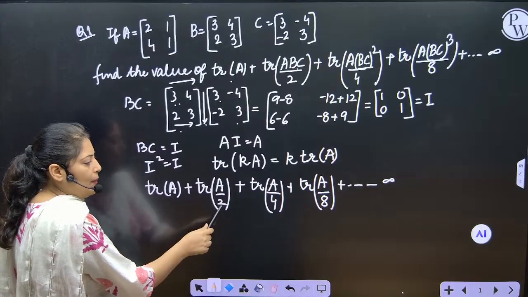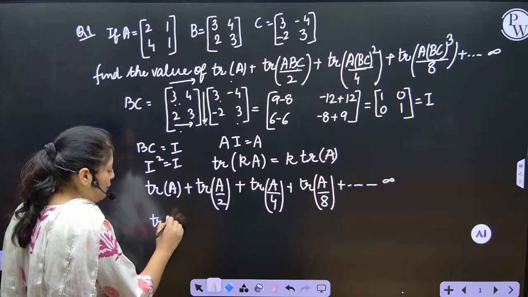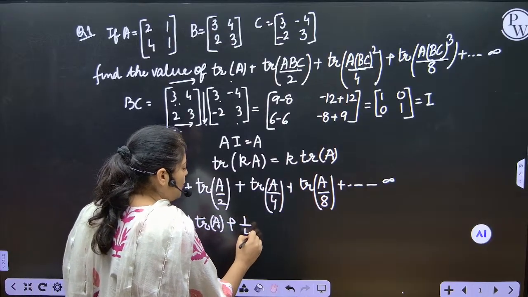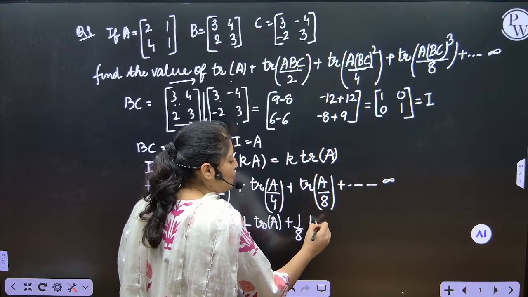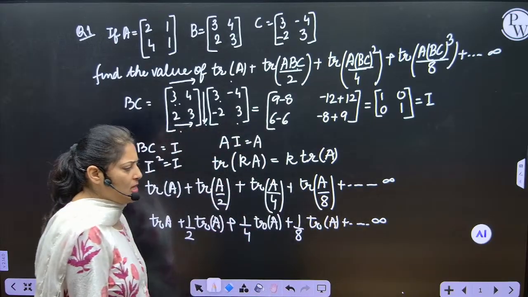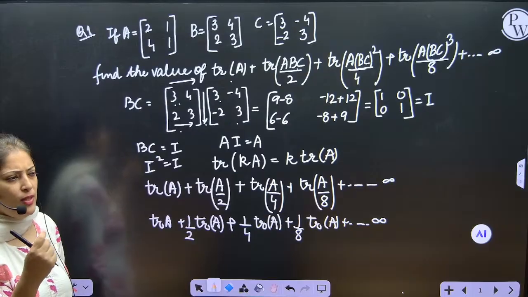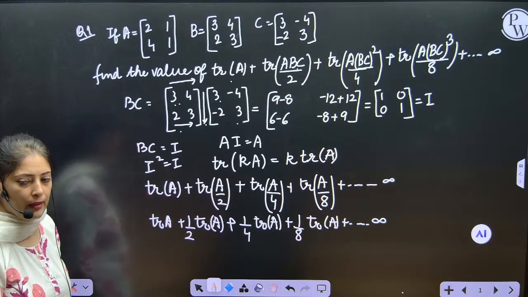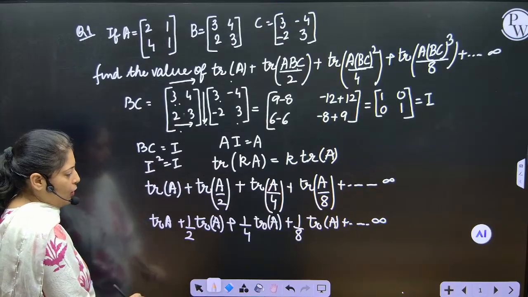Now these are the scalars. 1 by 2 is a scalar, 1 by 4 is a scalar, 1 by 8 is a scalar, and it will come in front. So trace of A plus 1 by 2 of trace of A. This step I am writing extra, so that when you see it later on, you don't have to use this much brain about where this step came from. I know you will be able to do it, but I am just writing it so that when you have a quick revision it will be easy for you. So these are the things which I have already used.